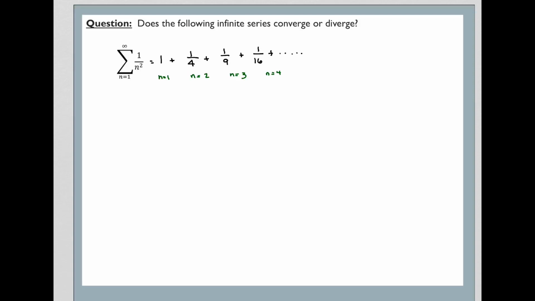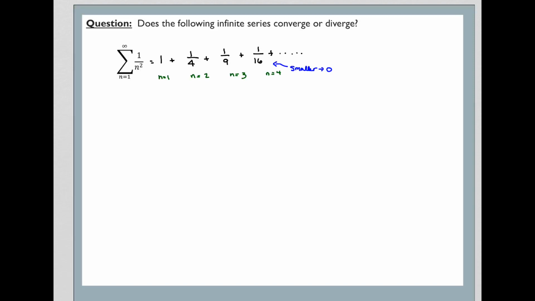Now, this series has terms that are getting smaller and smaller, right? So the terms are getting smaller, they're heading to 0, so it's very possible that this series converges. The question is, do those terms get small enough fast enough? Well, let's see.